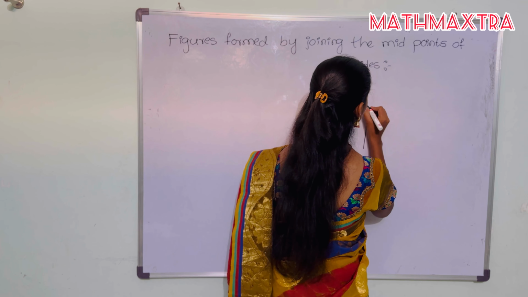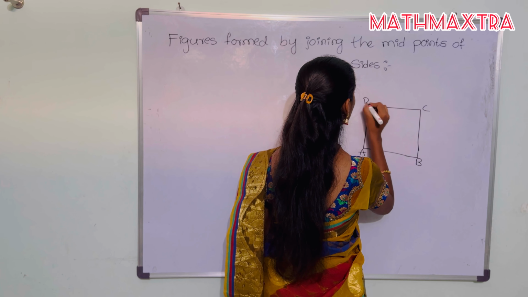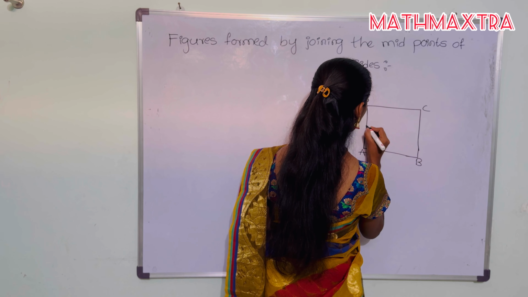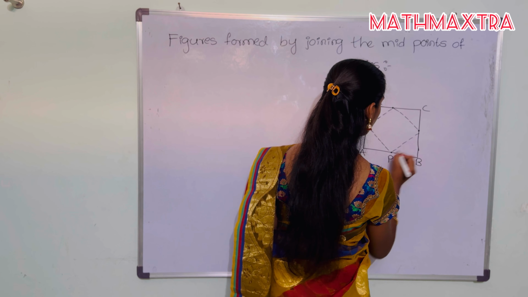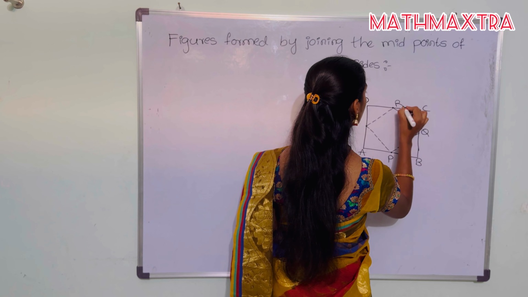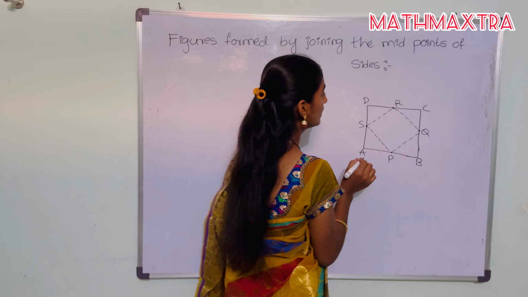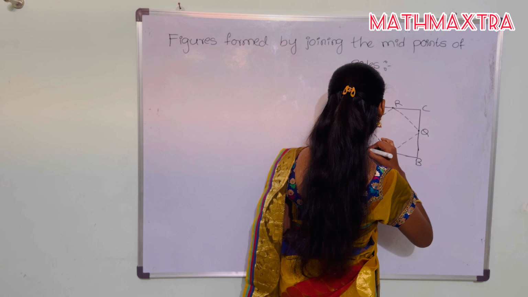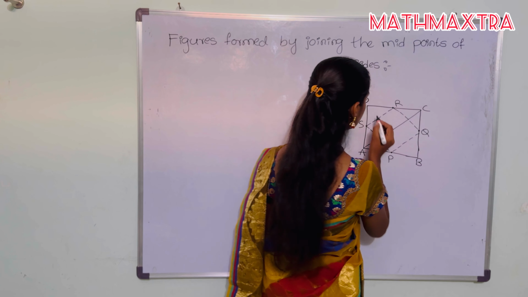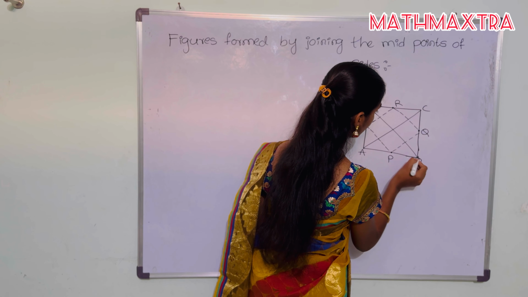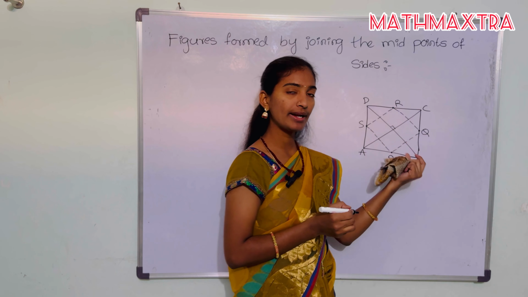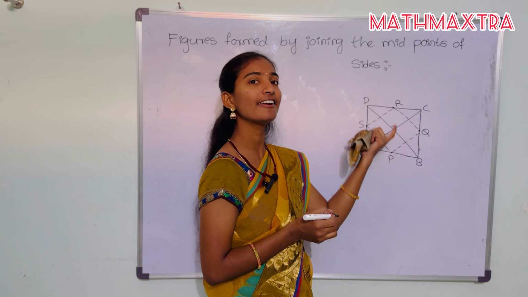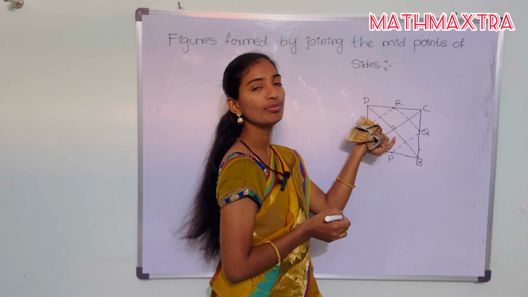I am considering a square. See, I am joining the midpoints of the sides of a square. This is a PQRS quadrilateral. See, if you join AC diagonal and also BD diagonal, we know that in the square, the diagonals are perpendicular bisectors as well as they are equal. AC is equal to BD.